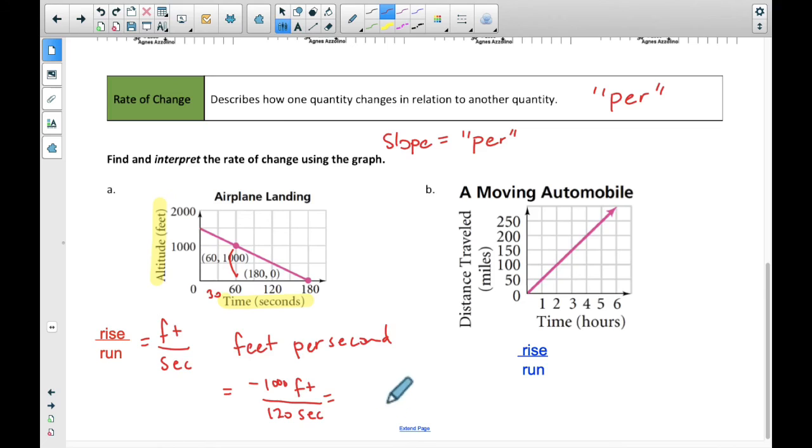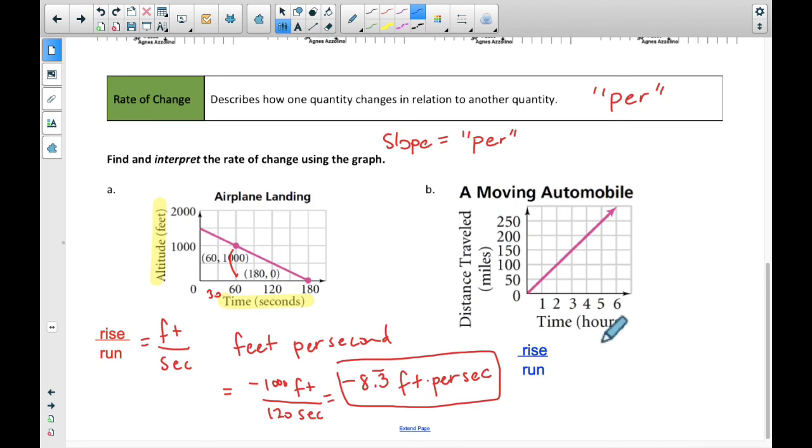Now, I do want to put this in my calculator. When we do slope, a lot of times we want it as a fraction because that's a rise over run. But when we do word problems like this, I think it's better to have it as a decimal. So if I put that into my calculator, negative 1,000 divided by 120, it says negative 8.3, and I need my units. That's feet per second. In other words, let's take a look at what's going on. This is an airplane landing. It's going down 8.3 feet every second. That's what that means. Let's look at the next one.